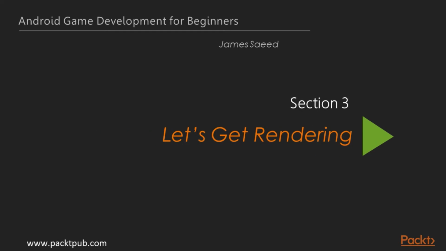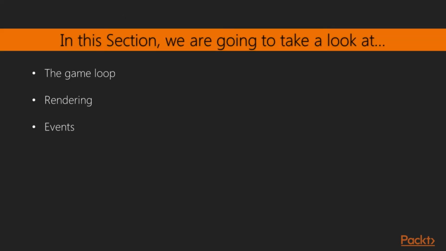Hello and welcome to section Let's Get Rendering. In this section, we're going to take a look at the game loop, what it is, and how we're going to use it with our surface view. Then we're going to use the surface view to render shapes, and then we're going to have a look at events like touch and how our game is going to react to those events.